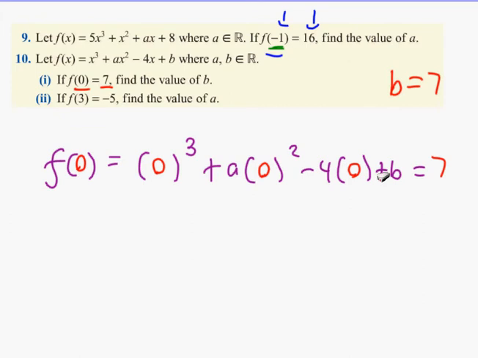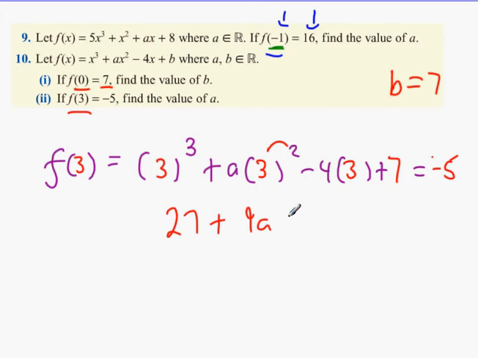Now, we go back to this equation. We rub out our b, and what are we going to replace b with? b is 7. Then we're going to rub out our inputs, because we're going to do part 2 now. So you're just going to do the same thing again. What does it want us to do this time? 3 cubed, 3 squared, 3, 7, then it equals minus 5. So 3 cubed, 27. 3 squared, 9a. 4 times 3, 12 plus 7 equals minus 5. The 9a stays where it is.